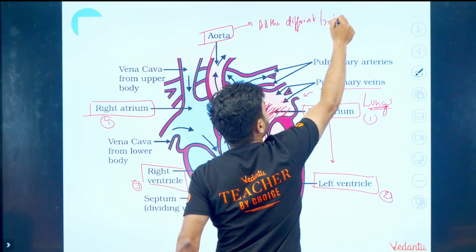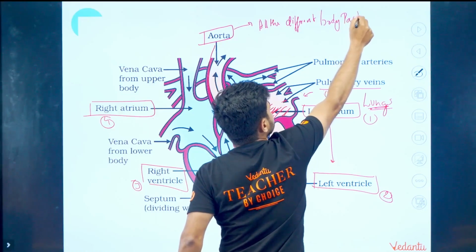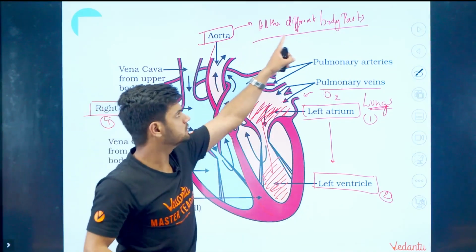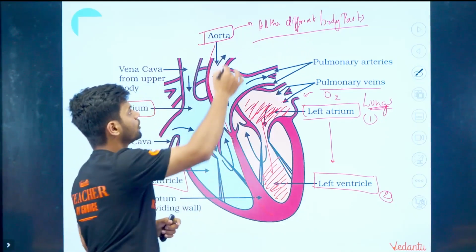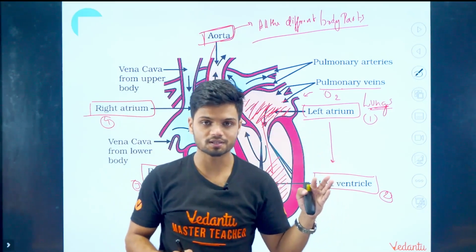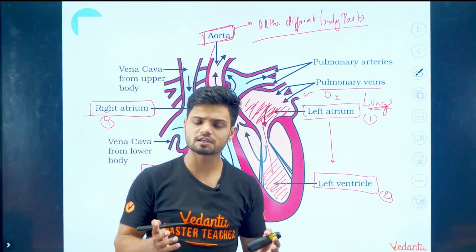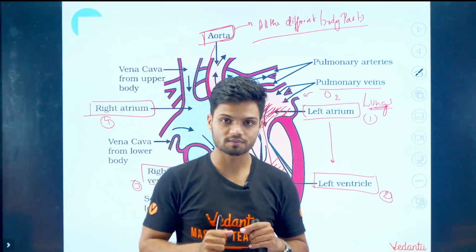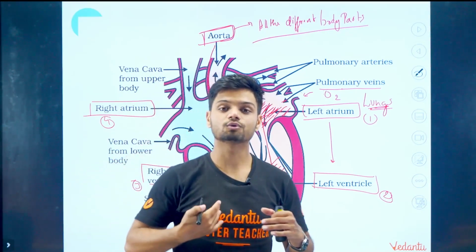body parts. From the left ventricle, the blood is going to all the different body parts with the help of aorta. From aorta, it is going to all the different body parts. Now the blood is used, obviously, in all the different body parts. When all the blood is used in different body parts, the blood will come back again to the heart.